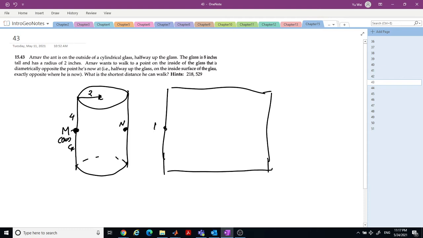So here is the M, right? M to the end, the other side is the M prime. So the N is on the opposite side. So N is in the middle, right? So now let's see, so this is the pi. It's 2 pi r, right? So this is the pi r, and this is the pi r. Okay, now we have this one is 2, right?